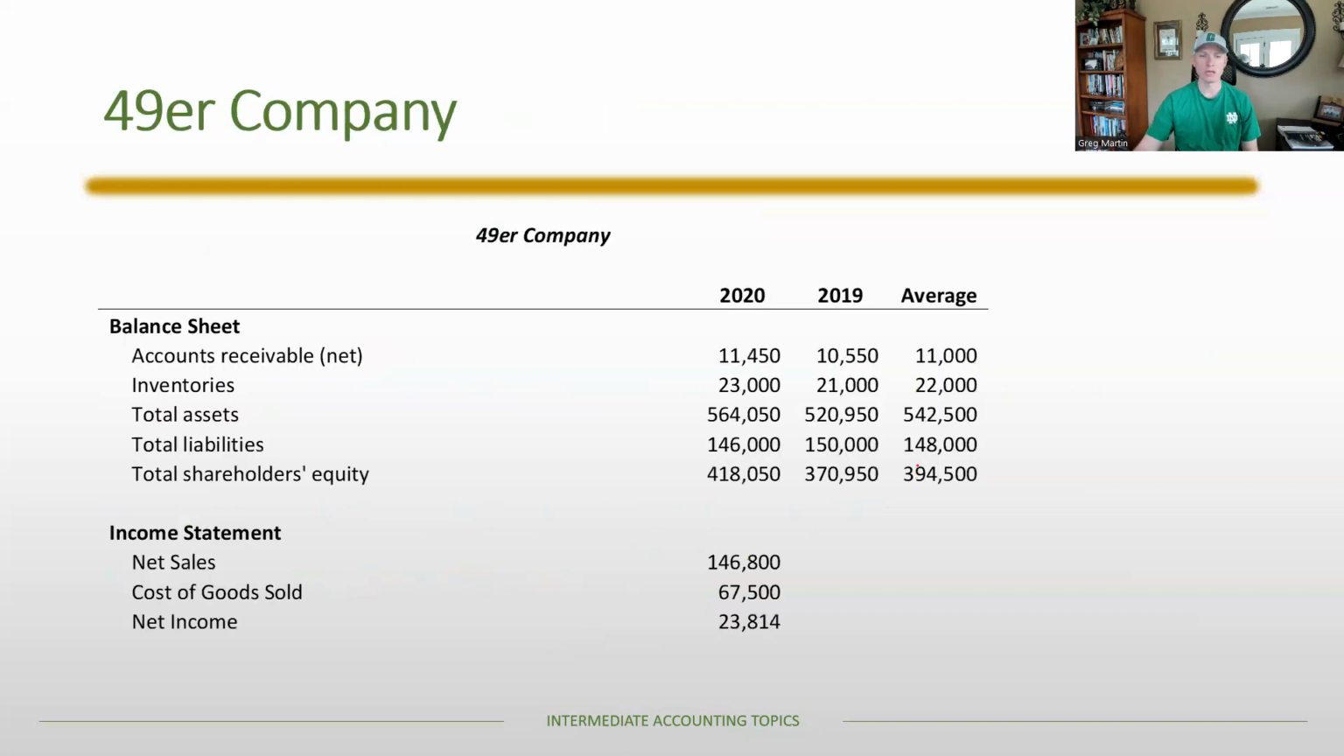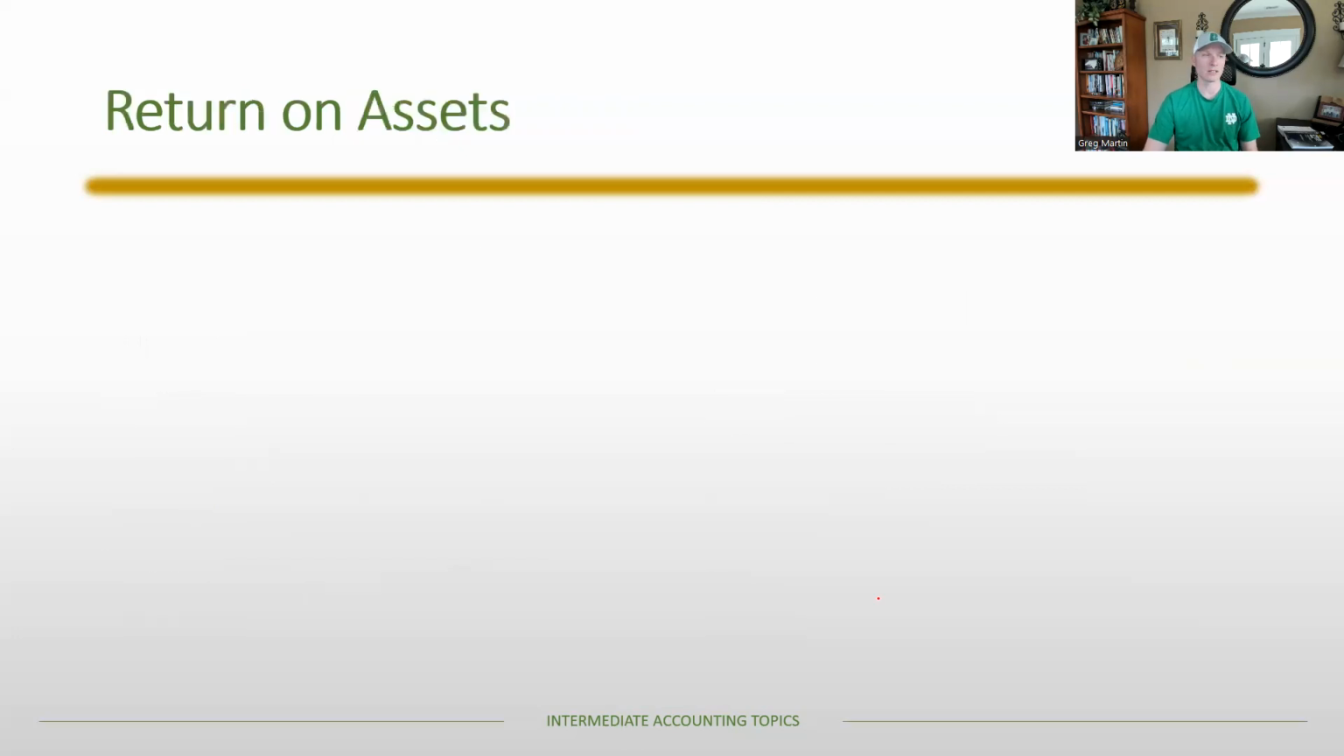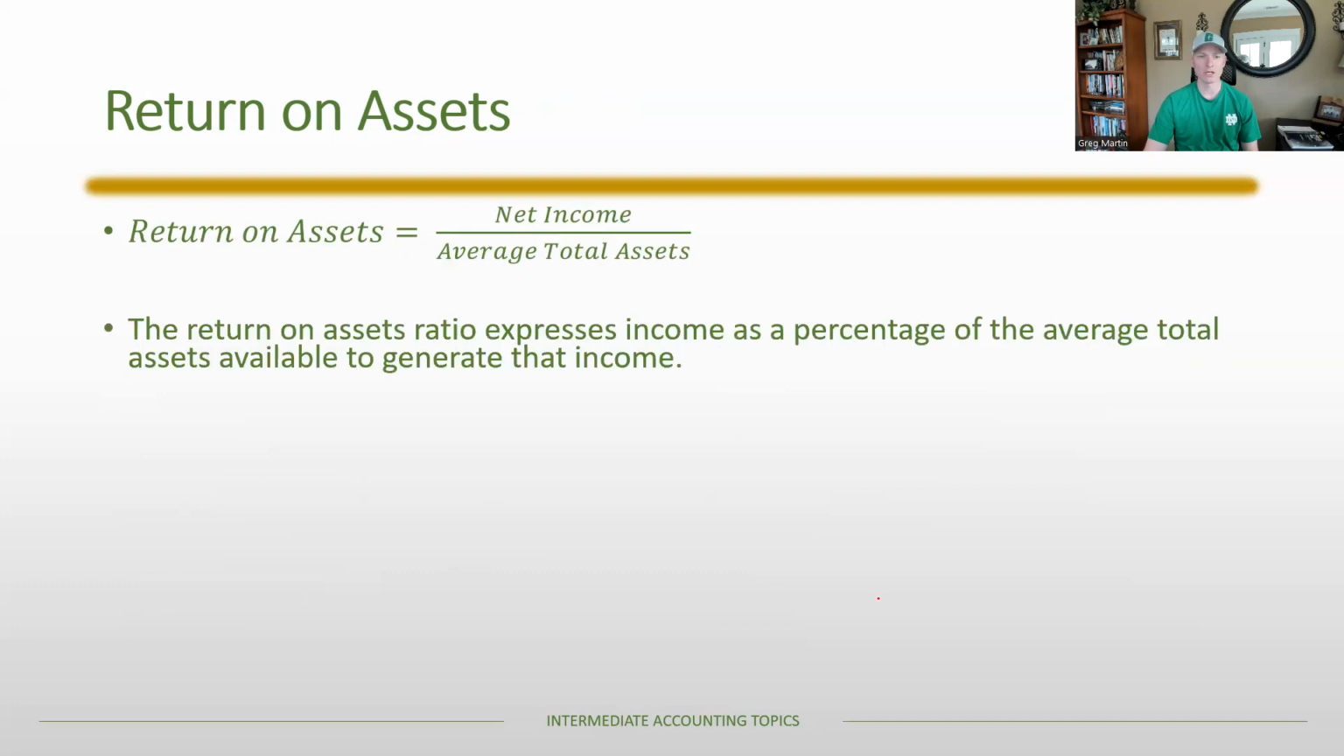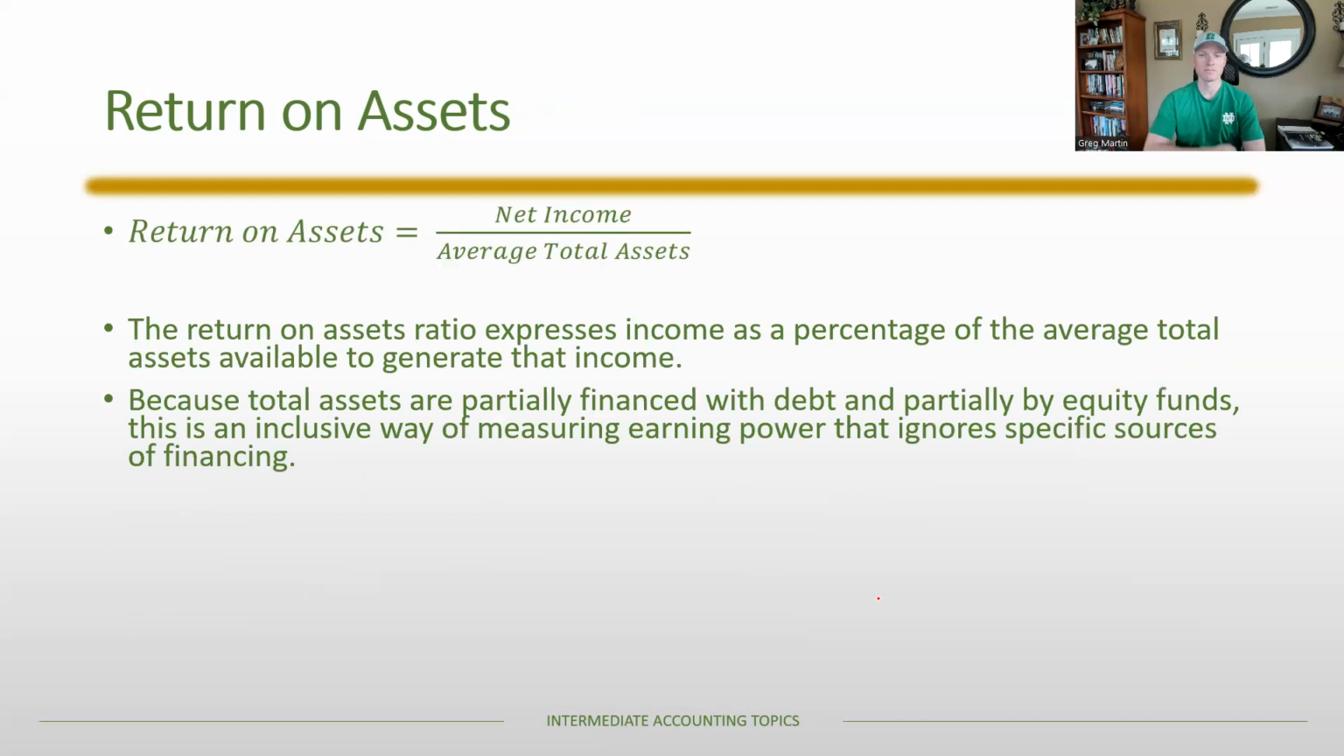The next measure is going to be return on assets. In this case, we're going to be focused on these two numbers: our average total assets and our net income. So how much profit are we generating from the resources, in this case assets, of the company? Net income over average total assets is our measure. It's income as a percentage of the average total assets available to generate that income. A higher measure basically means that we are better able to produce income from those assets.